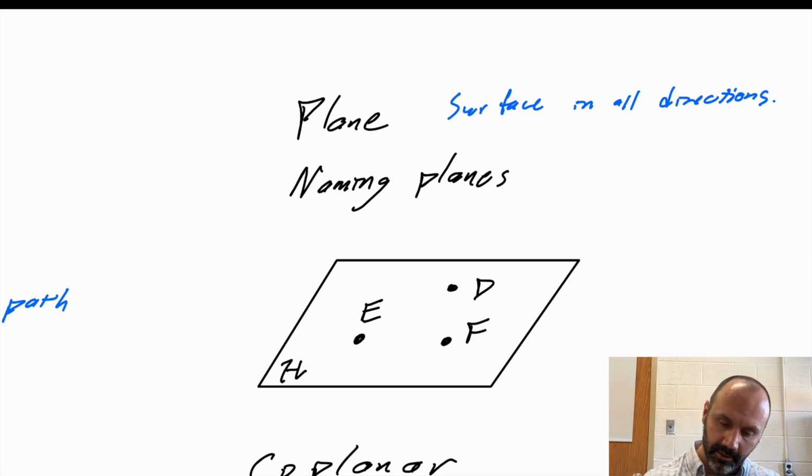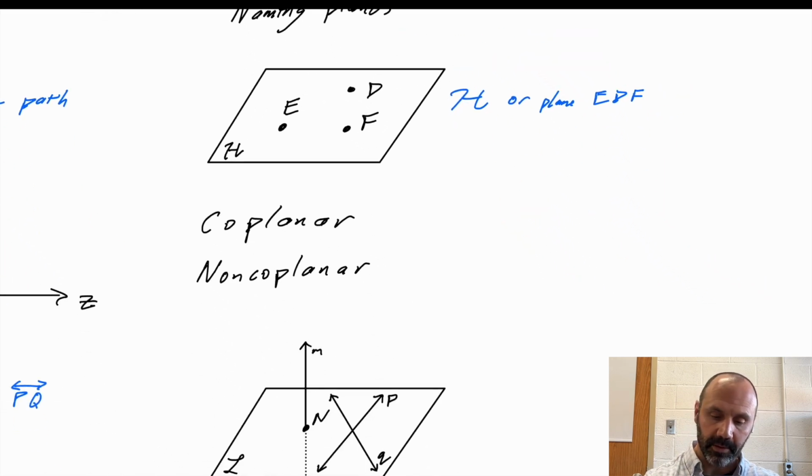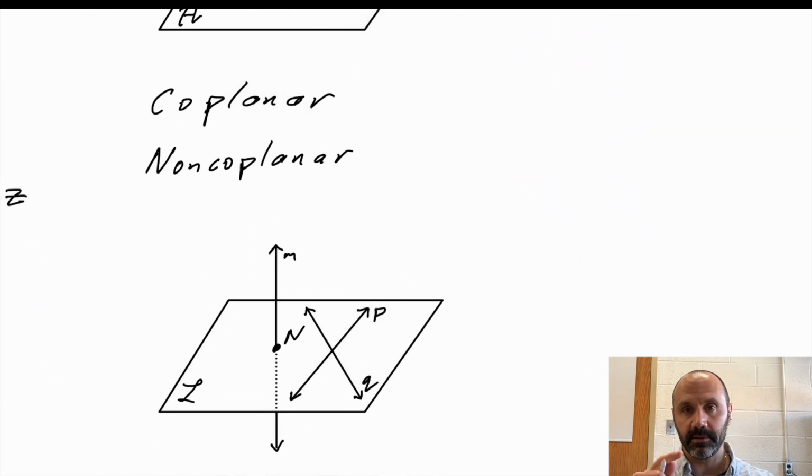And so this could be either plane H. How am I drawing this H? Like this, fancy H, or plane, you have to write the word, E, D, F, something like that. And then coplanar or non-coplanar. So just as points can be collinear or non-collinear, so lines can also be coplanar or non-coplanar.